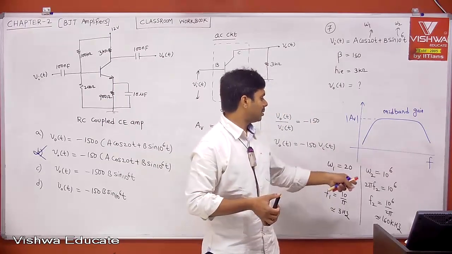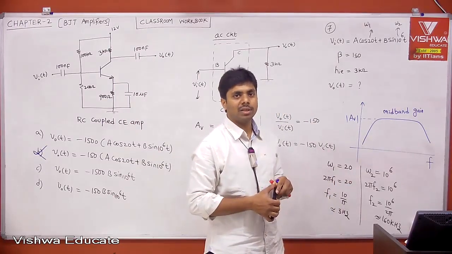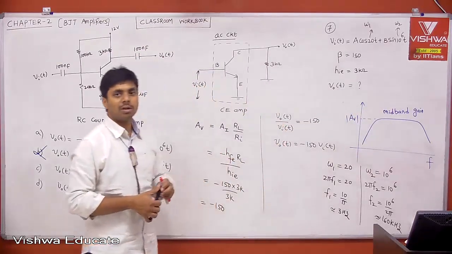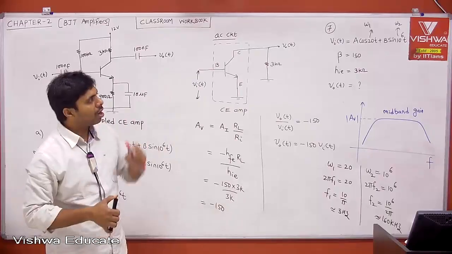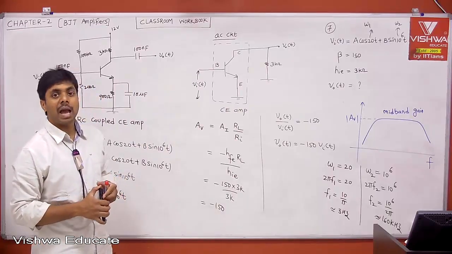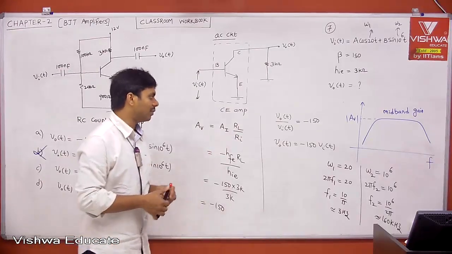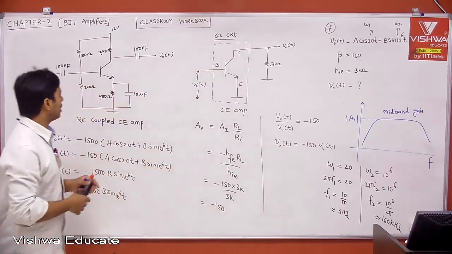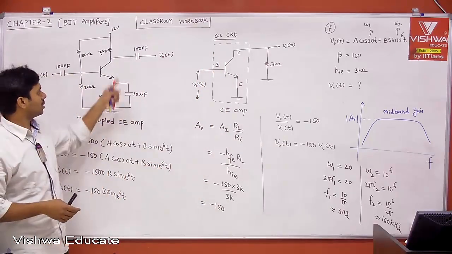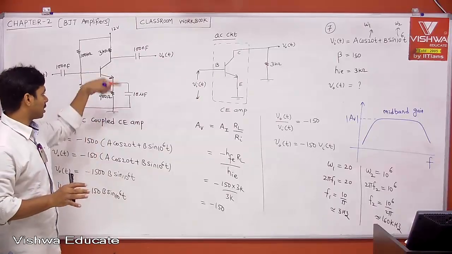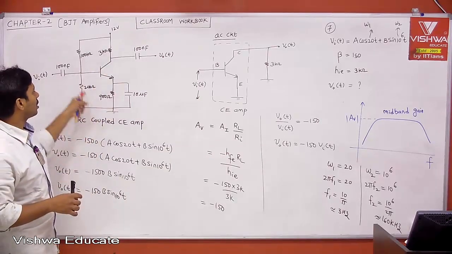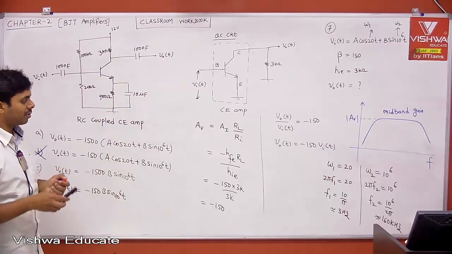Then tell me, this is the mid-band frequency, where your amplifier will amplify with the gain of minus 150. Therefore, only the second component of our input signal will be amplified with the gain minus 150, because whatever AC circuit we considered, right? There are no capacitors, assumed shorted, but they are shorted only for a given frequency. Then this is your AC circuit, and we got gain of minus 150.